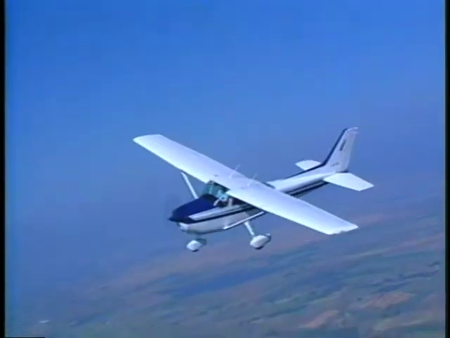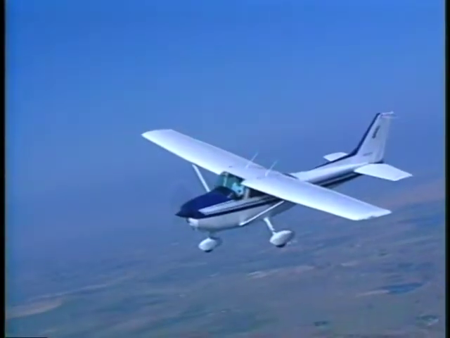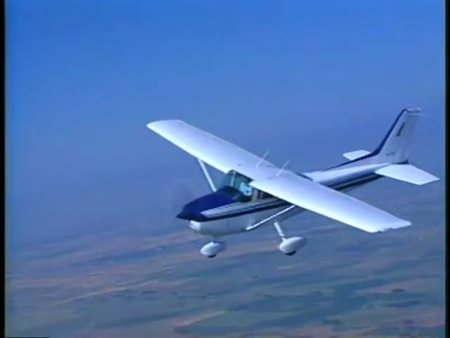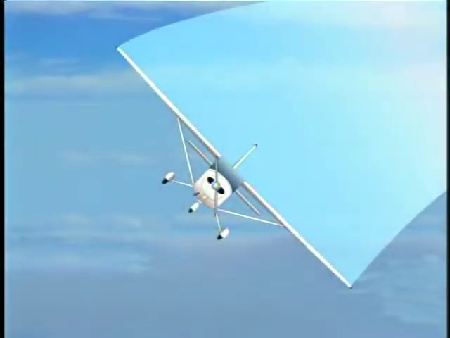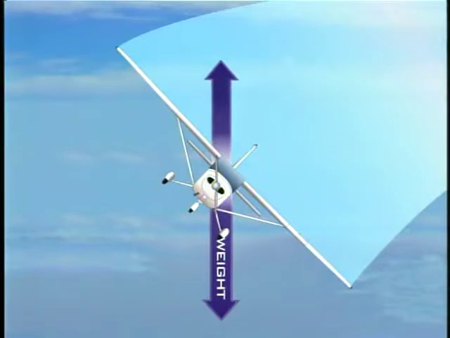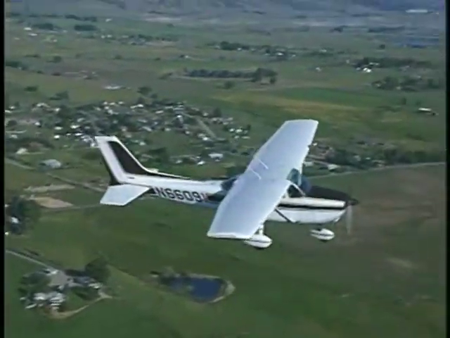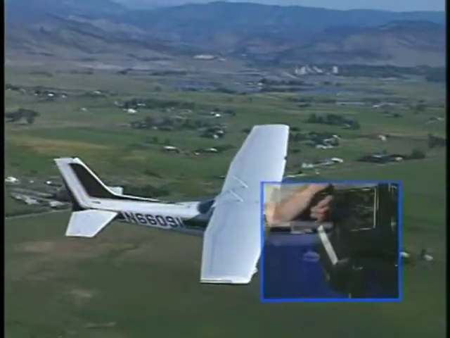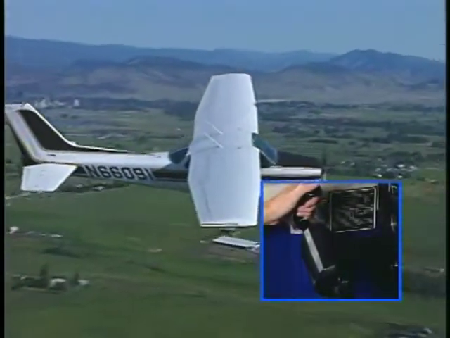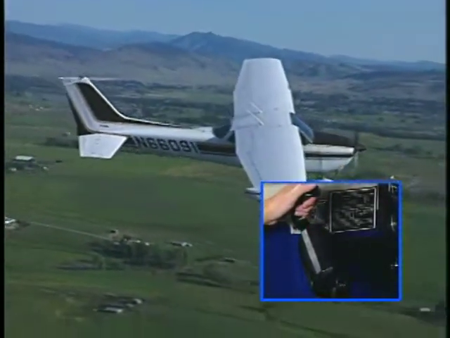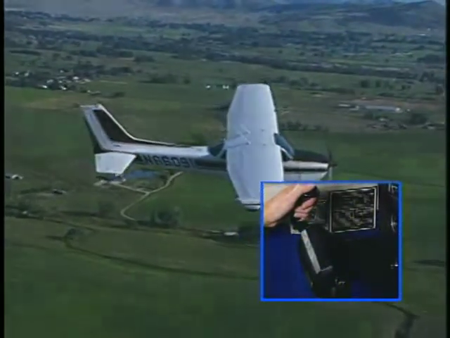Turning flight introduces new concepts with respect to the aerodynamic forces acting on the airplane. In a bank, total lift is divided into two components. One acts vertically to oppose weight, and the other acts horizontally to move the airplane in the direction of the turn. Since the vertical component of lift is reduced in a turn, to maintain altitude you must apply back pressure on the yoke to increase the angle of attack until the vertical components of lift and weight are again equal.